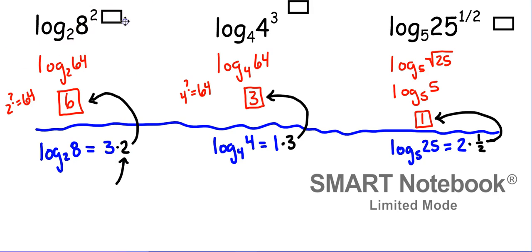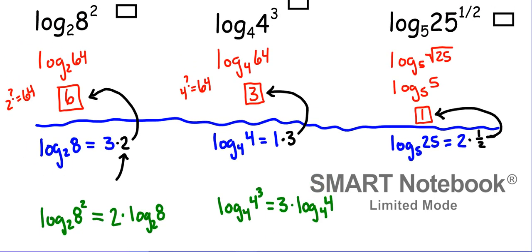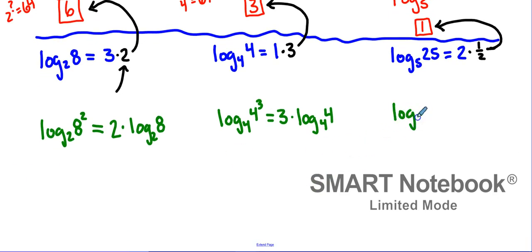So this turns into our original problem of log base 2 of 8 squared actually turns into 2 times log base 2 of 8 without the exponent. This problem here, log base 4 of 4 to the third, actually turns into 3 times log base 4 of 4. And this last one here, log base 5 of 25 to the 1/2, actually turns into 1/2, the exponent, times log base 5 of 25.